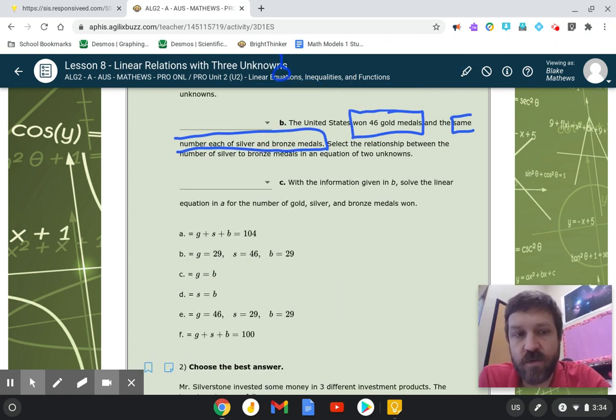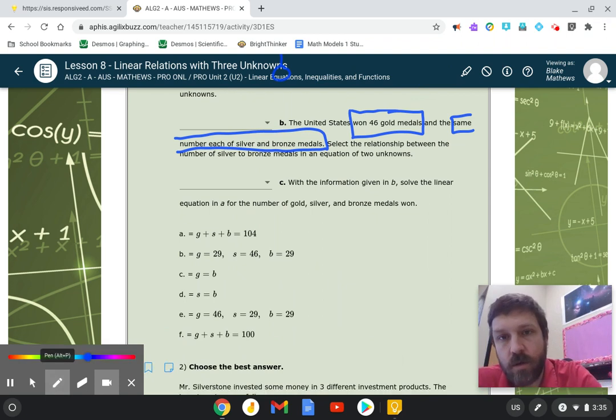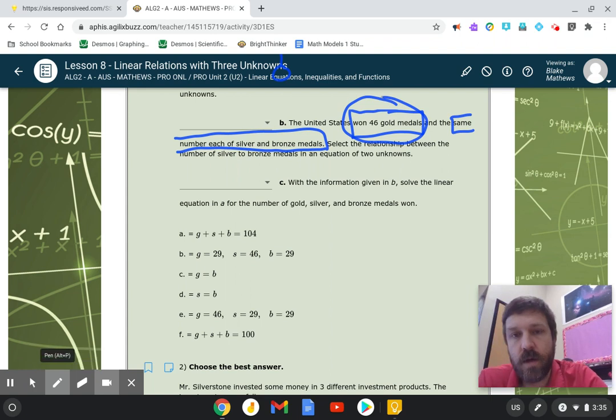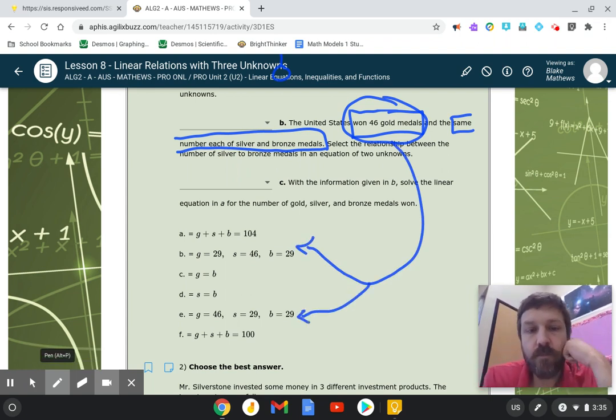Choose that answer choice. Then it says with the information in B, solve the linear equation for A for the number of gold, silver, and bronze medals won. I'll tell you right now, you already know gold. You need to make sure that which of these has gold with the correct number of medals. And then obviously we know from part B as well, the same number each of silver and bronze. So make sure that those two requirements are met, and then you'll have your answer for part C.